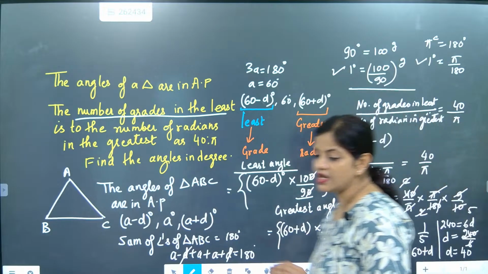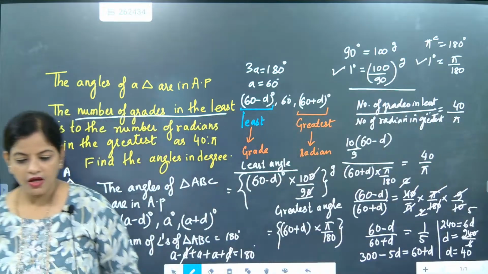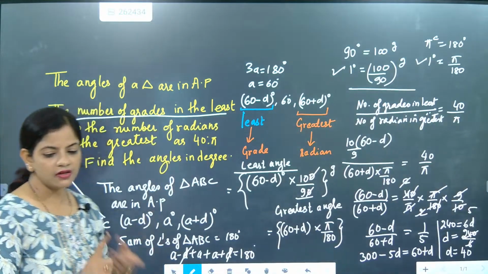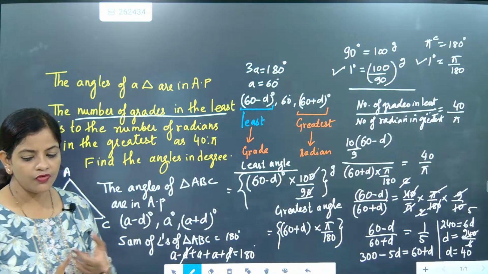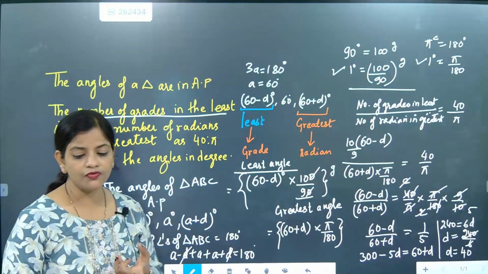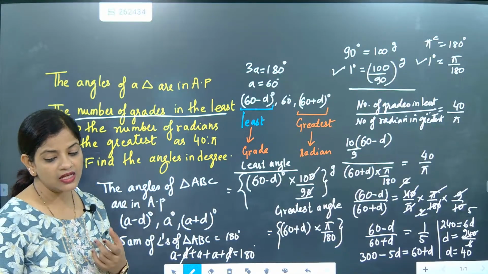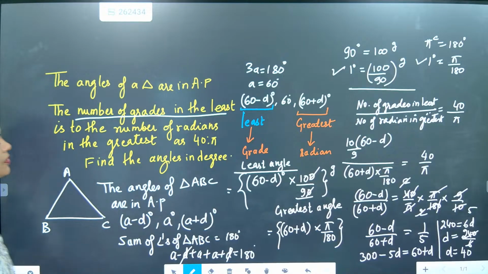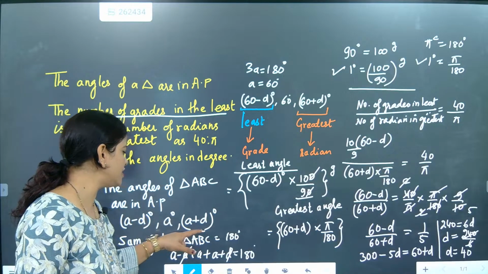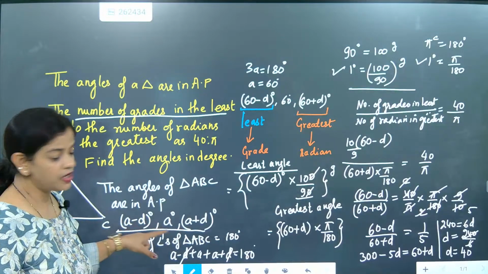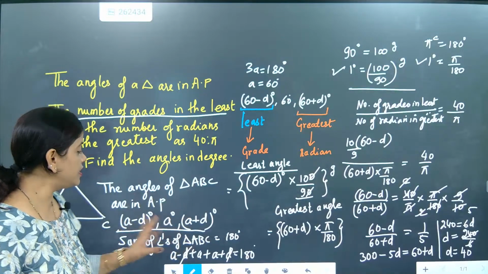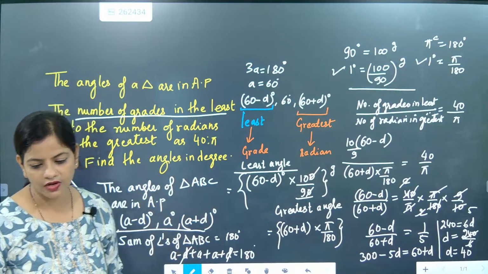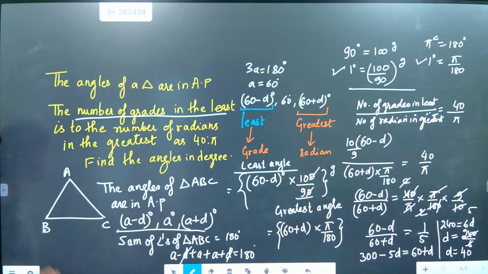So finally our angles will be, 3 angles we have taken. Now we got d is equal to 40. Please remember they are asking the question in the degree system only. So d is coming and we have taken all the 3 arithmetic progression terms in degrees only. So direct answer you need to write. No need to convert anything.